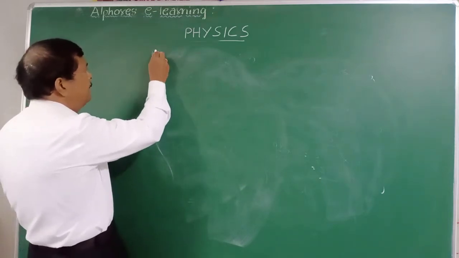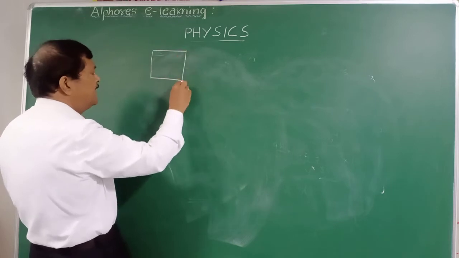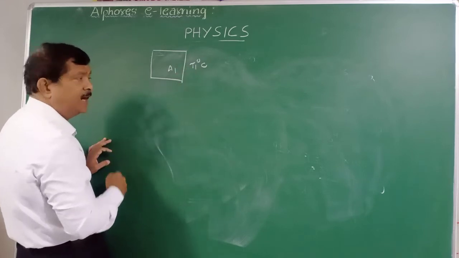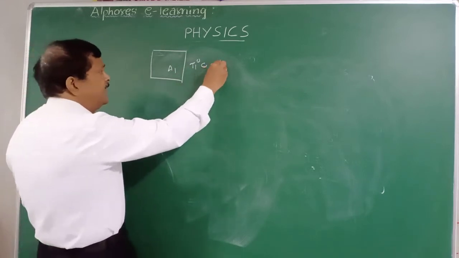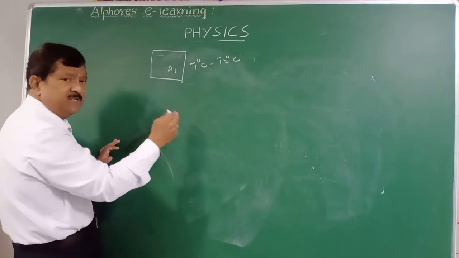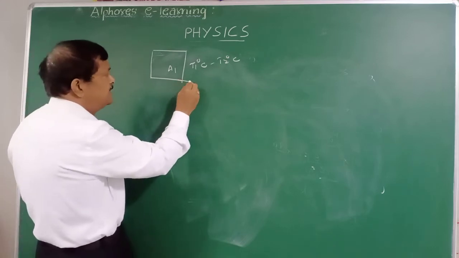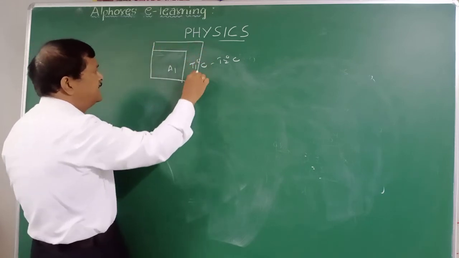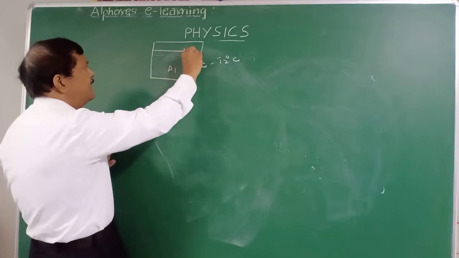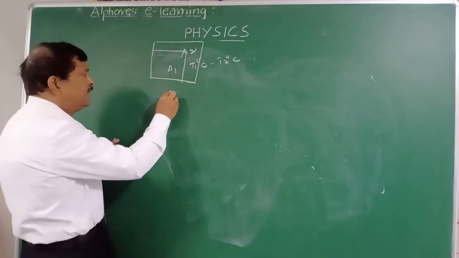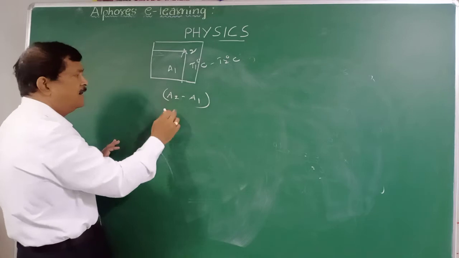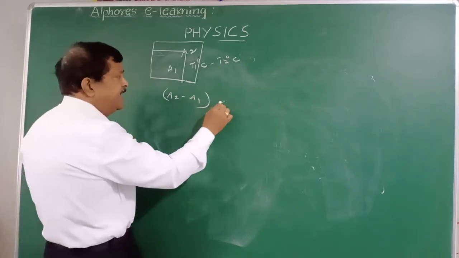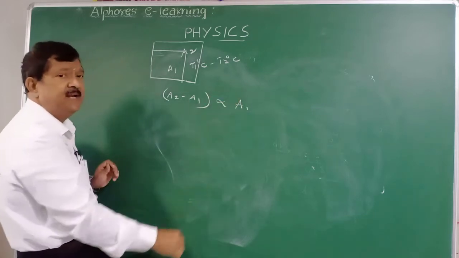Suppose there is a metallic plate whose area is, let us say, A1 at a temperature T1 degrees centigrade. Now because of the increase in temperature from T1 to T2 degrees centigrade, as we said previously, there is a linear expansion in the length and also in the breadth, so the area is increasing. Let us say the final area is A2. Then, if you observe the change in area A2 minus A1, the practically obtained result is that the change in area is proportional to the initial area.